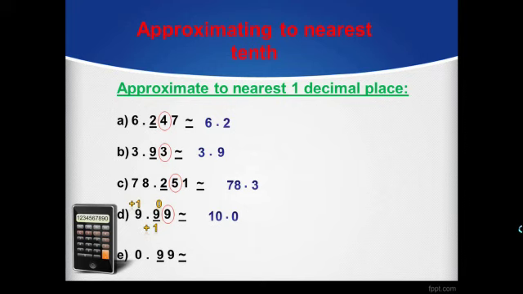Next one, 0.99. Also our underlined number is the tenth digit. We will look at hundredths, which is 9. That will give 1 to tenth, and 9 will become 10. Right, we cannot write two numbers in the same digit. So we will add 1 to units, and 0 will become 1. And don't forget that we will put decimal point, and tenth digit must exist even if it is 0.